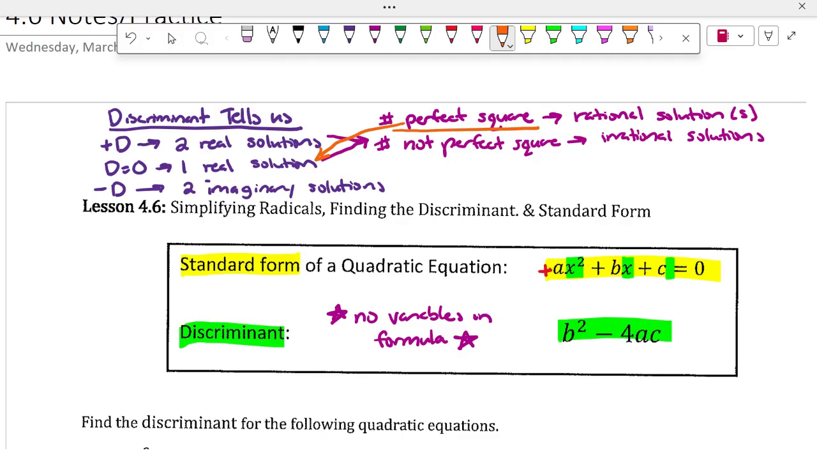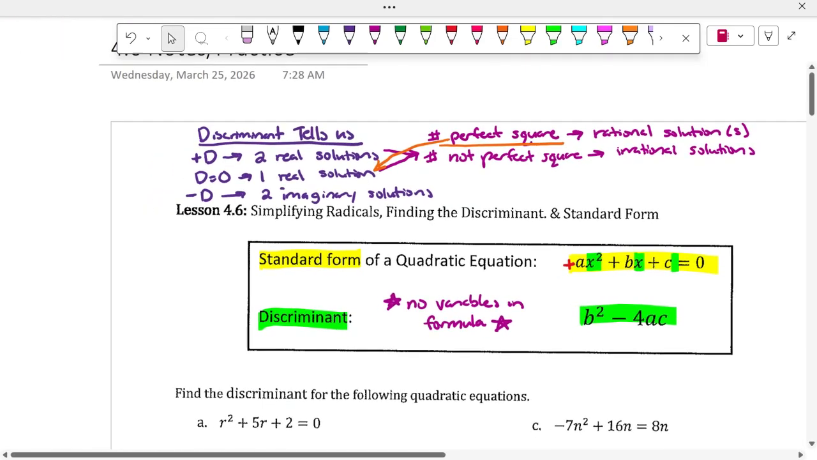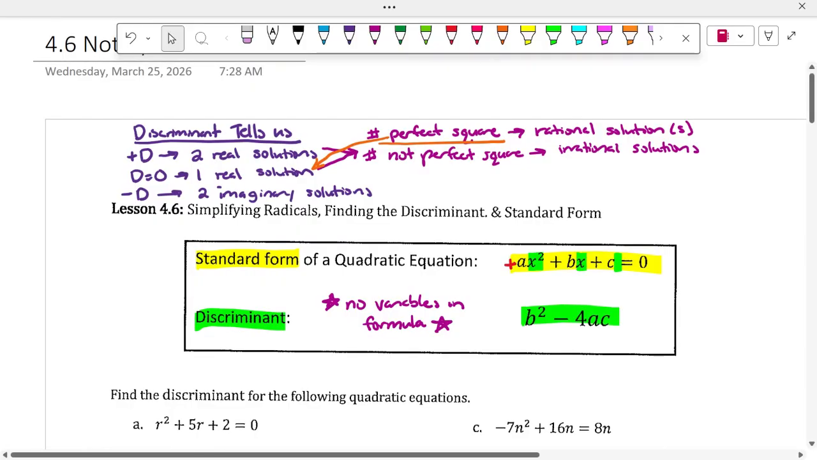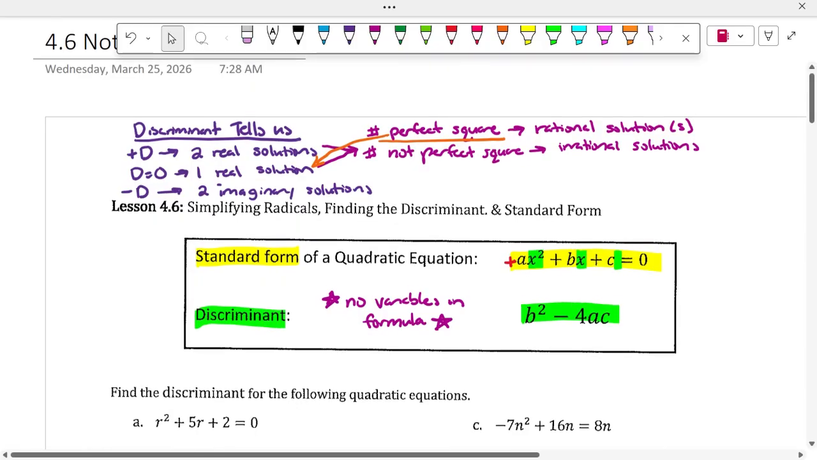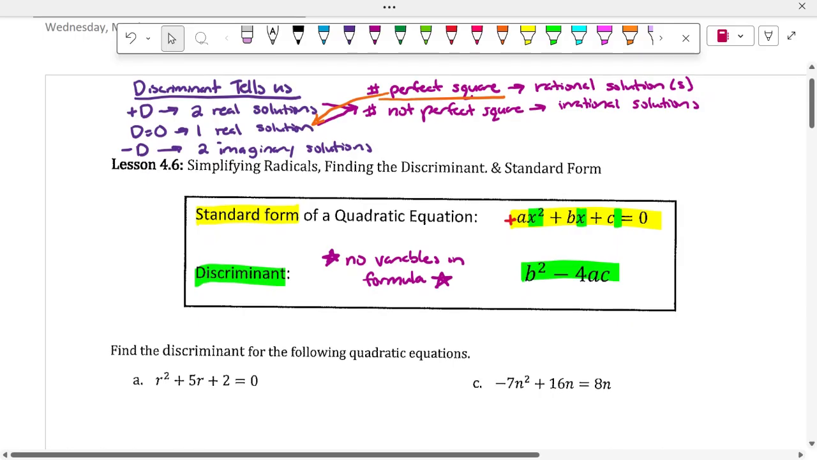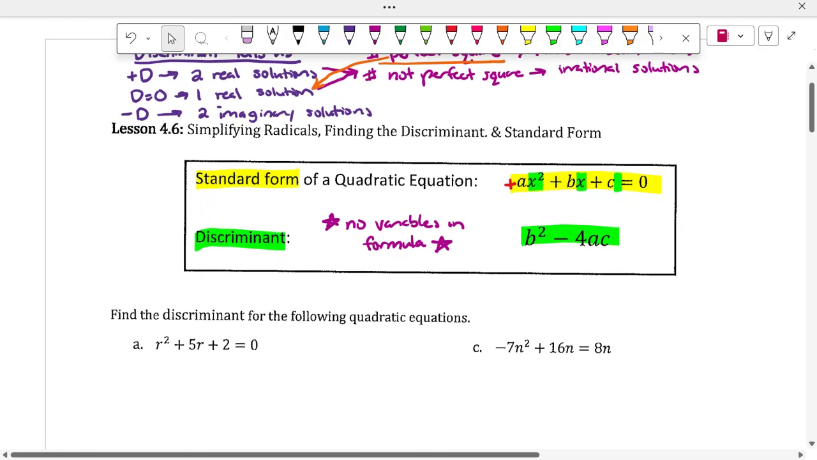All right. Let's say you got a negative discriminant. That means you should have an imaginary solution, so your answer should contain an i in it. That's some of the things that the discriminant can tell us about. So you gotta know that stuff.